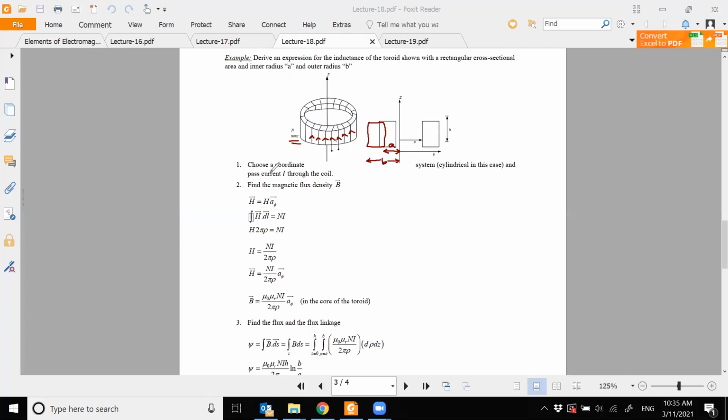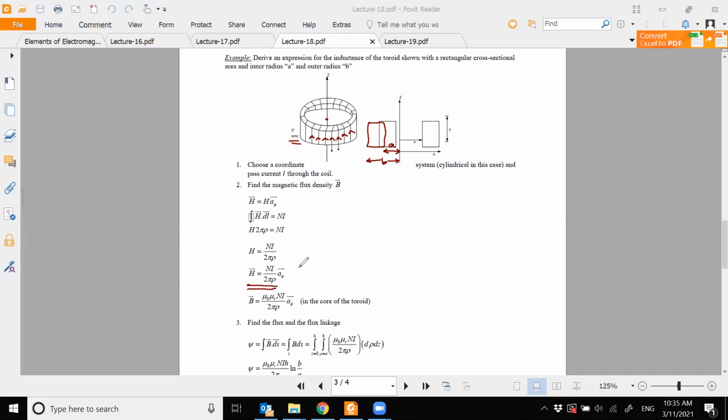Same, choose the coordinate system. So for us here, the best coordinate system, as we have seen while deriving its magnetic flux using Ampere's law, is the cylindrical coordinate. So I have put this Z at the center, then pass the current and find the magnetic flux density. This part I am not doing because we have already done it using Ampere's law. So the magnetic field is this one, N I over 2 pi rho a phi.